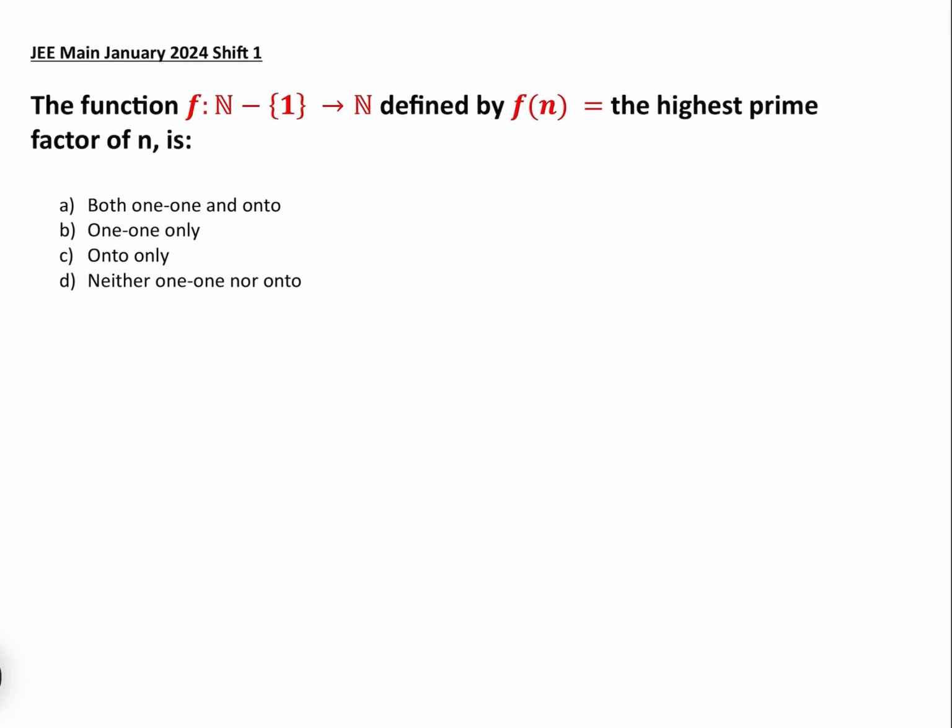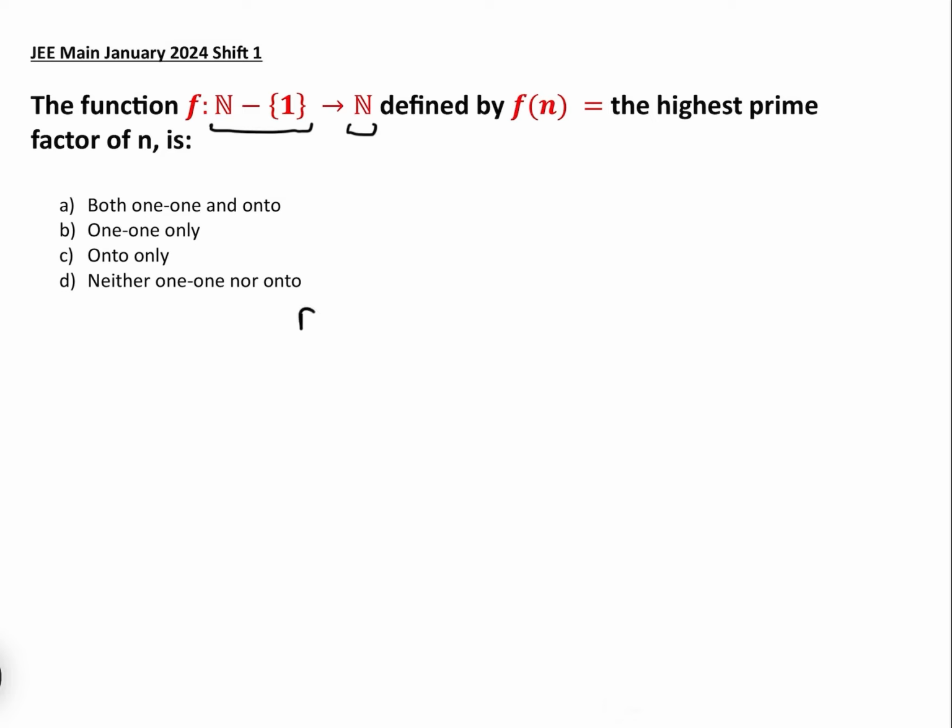Okay, so the function f, which takes the domain, which is N minus the number 1, and the codomain is the natural numbers, is defined by f of n equals the highest prime factor of n. And basically what they're asking is, is this one-to-one and onto, one-to-one only, onto only, or neither one-to-one nor onto.